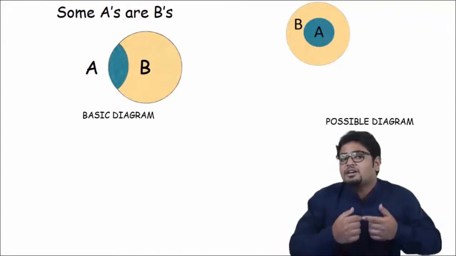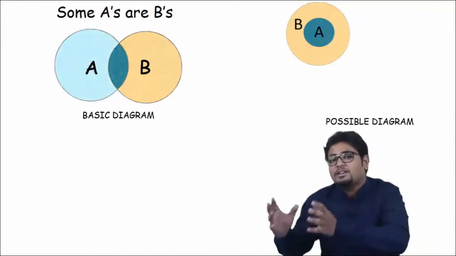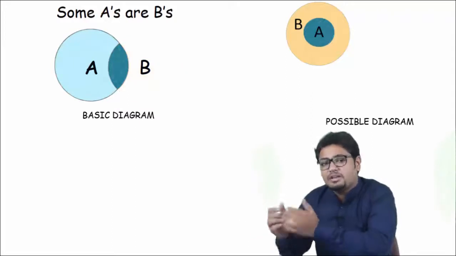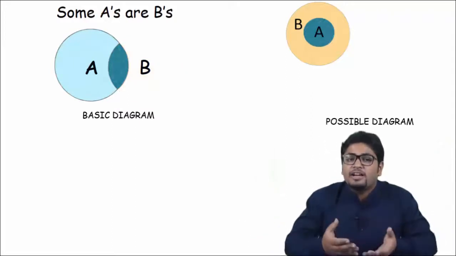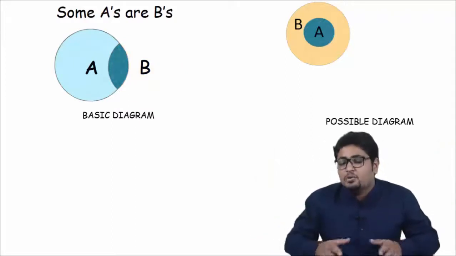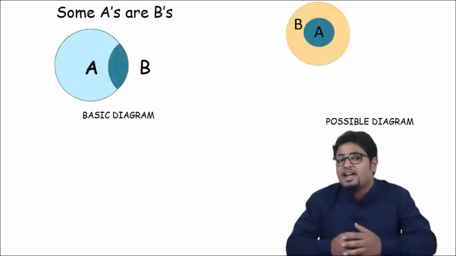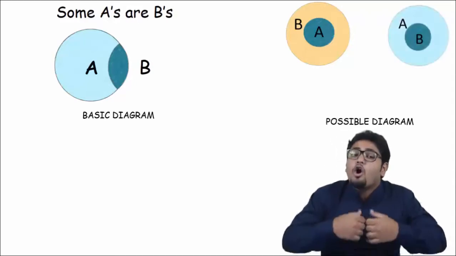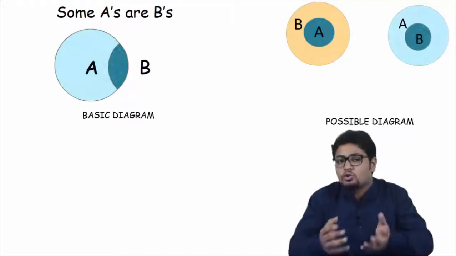Now, think of this in terms of B. Assume that there are no elements in only B this time. All the elements that are there in B will be definitely present in A as well. So, all B's are A's is also a possibility.